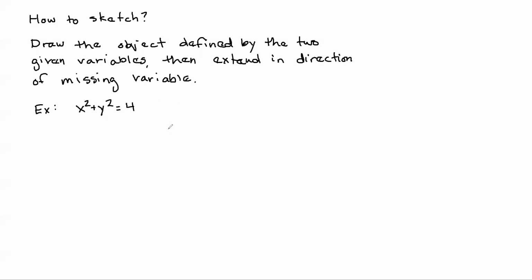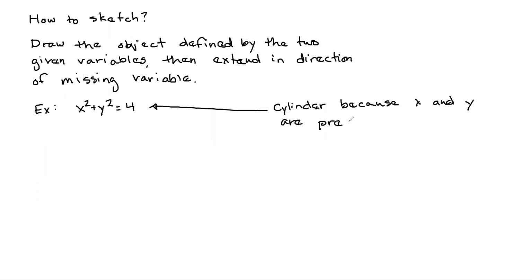Let's say that we wanted to graph the cylinder x squared plus y squared equals 4. The way in which we can tell this is a cylinder is that we have x and y, but no z. Okay, and now let's try and sketch it.